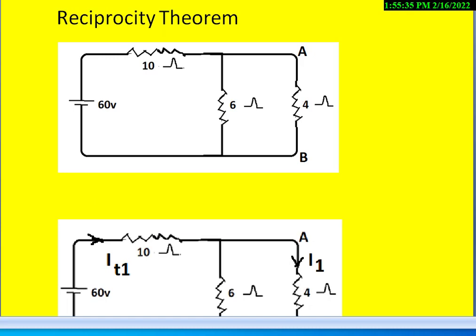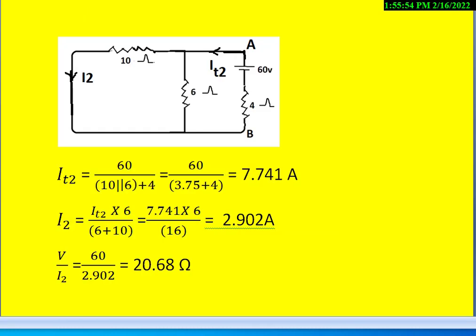So in the second stage, move the voltage source to the branch under consideration, that is to the AB branch, and short circuit the voltage source here. Then we get the circuit like this.